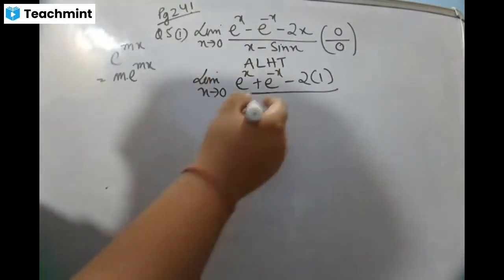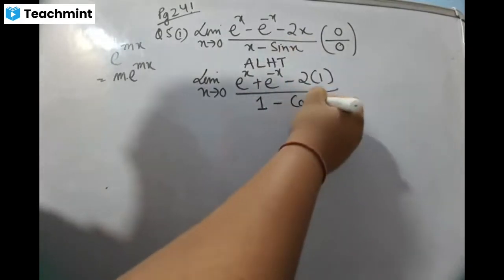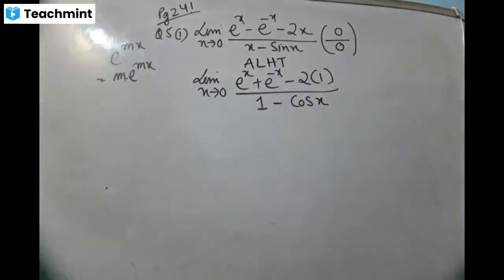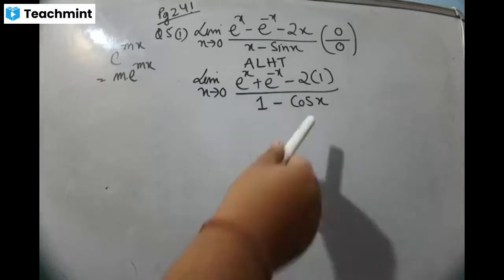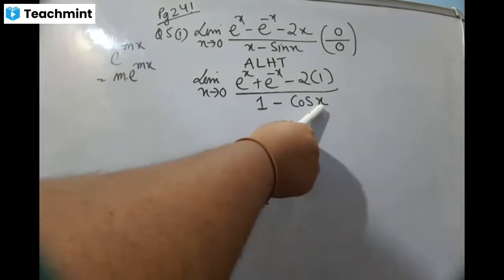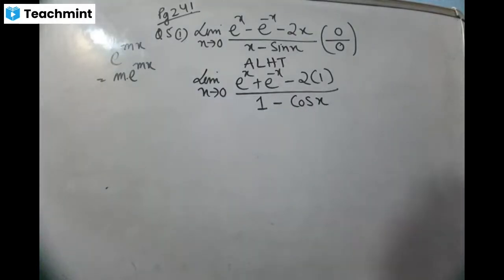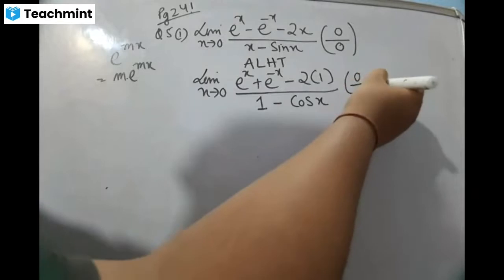Differentiate the denominator: differentiation of x is 1, minus differentiation of sine x is cos x. So the derivative of the denominator is also complete. Now repeat the process till you remove 0 from the denominator. Put the value of x as 0. So what do you get? Cos 0. You already know cos 0, that was taught in class 9. Cos 0 is 1. So 1 minus 1 again becomes 0. So again this is 0 by 0 form.